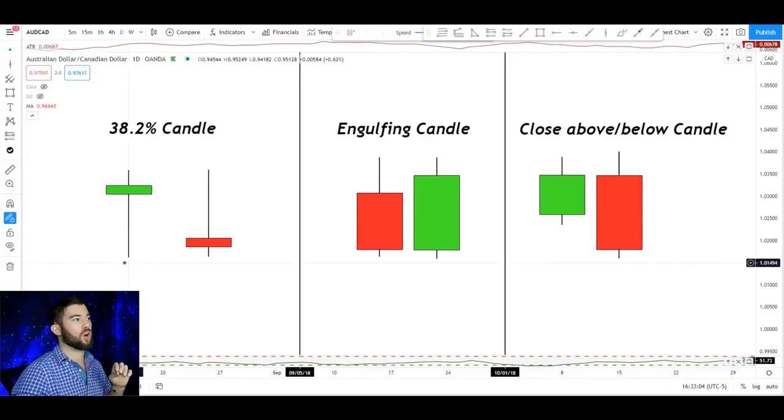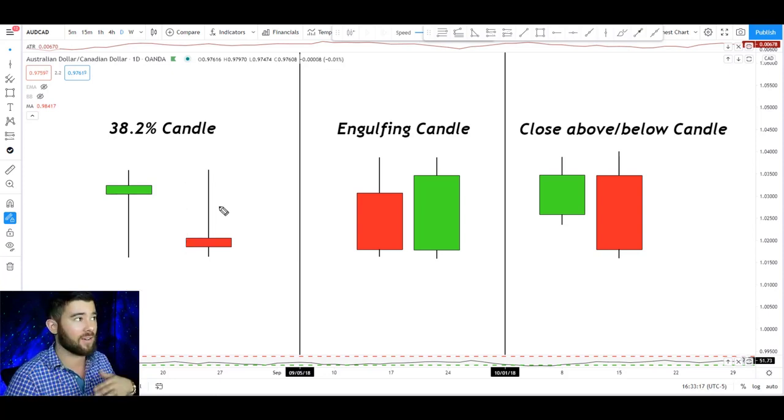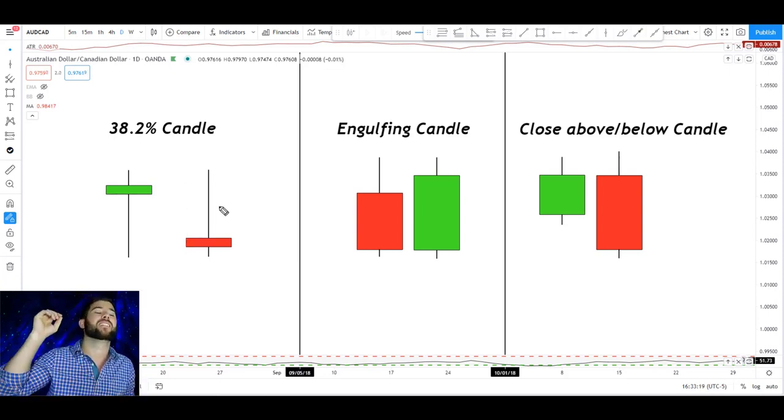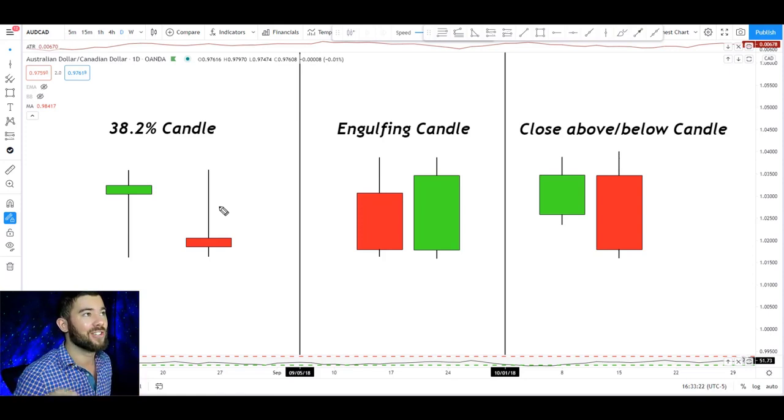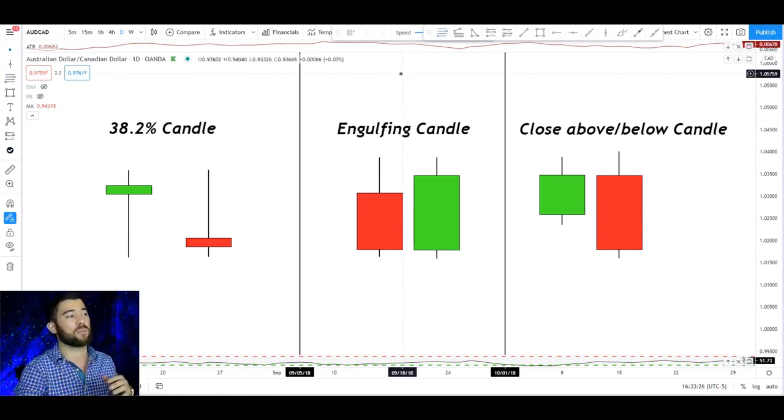The first one is called the 382 candle, or 38.2% candle, and you're going to understand why in a second. You may be looking at these going, man, Steven, that looks like a hammer or a tweezer top, and that looks a lot like a shooting star. Why are you calling it a 38.2% candle? Because the name of the candlestick pattern does not matter. Let me explain. The reason I call this a 38.2% candle is because of the rule that I have for this pattern.